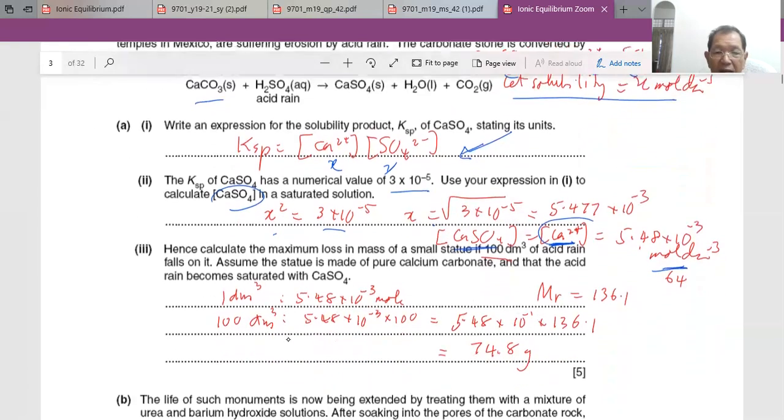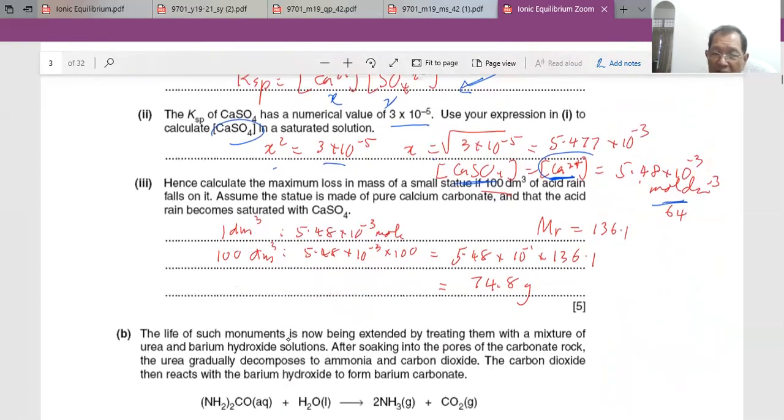Right, so this is the more difficult part. Hence, calculate the maximum loss of mass of a small statue if 100 dm cube, but not cm cube, of acid rain falls on it. Assume the statue is made of pure carbonate and the acid rain becomes saturated. That means one statue here. For 1 dm cube, 5.8 times 10 to the power minus 3 moles will dissolve.